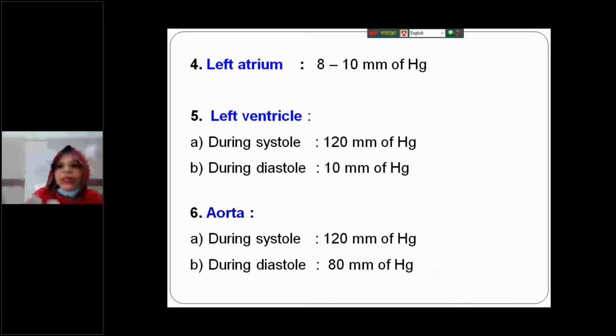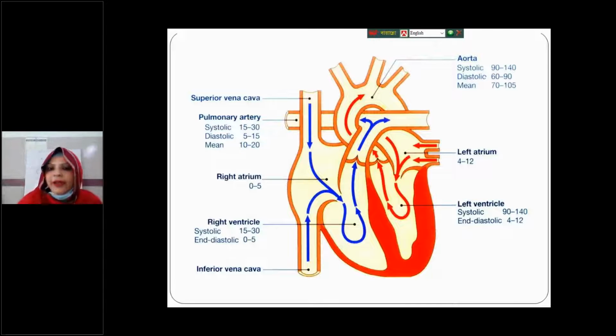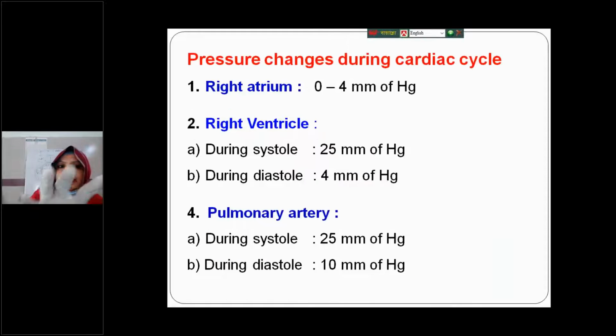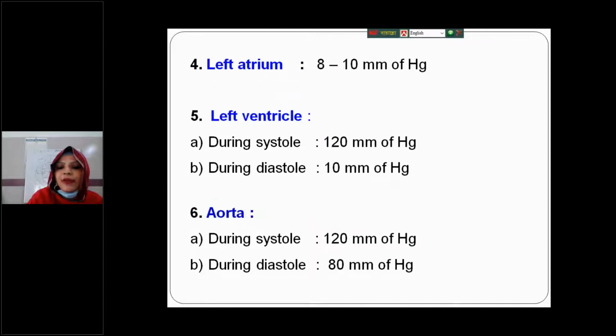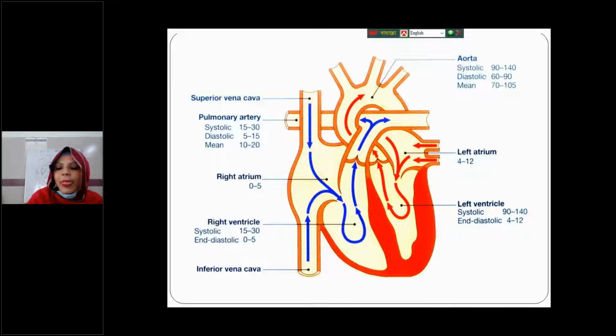Now this figure is from the Davidson book, the international medicine book, Davidson. Pressure changes are given here. You can also mention these pressures, but I think these two slides are easier for you, and this one is from Davidson.